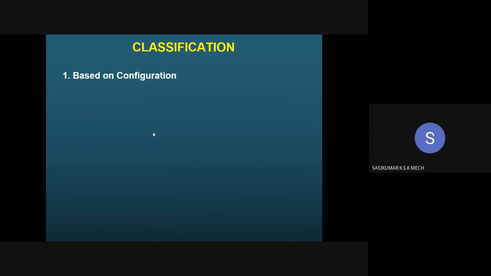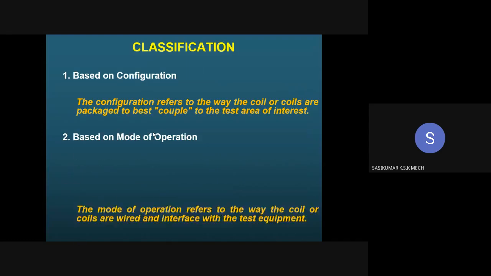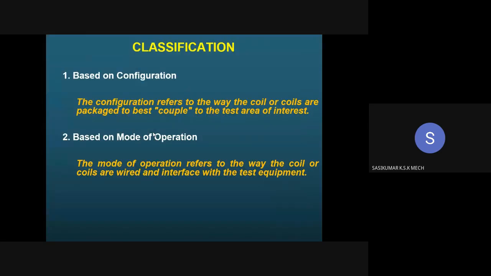The classification of these devices can be done based on either configuration or mode of operation. The configuration generally refers to the way the coil or coils are packaged to best couple to the test area of interest. That is what is called configuration. The mode of operation refers to the way the coil or coils are wired and interface with the test equipment.